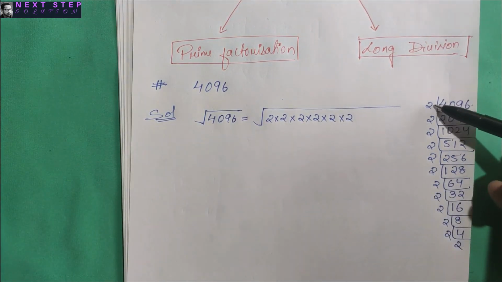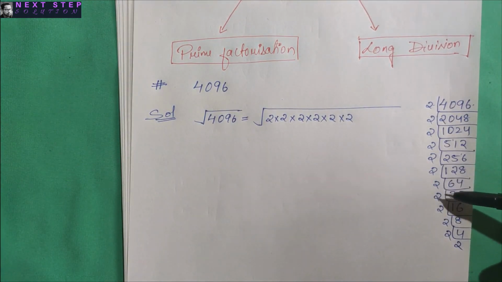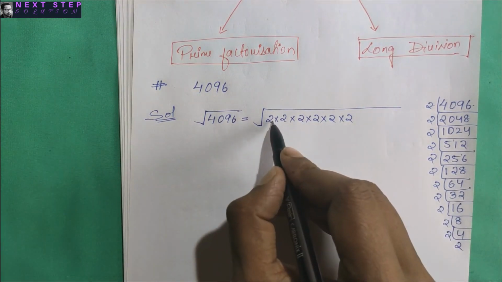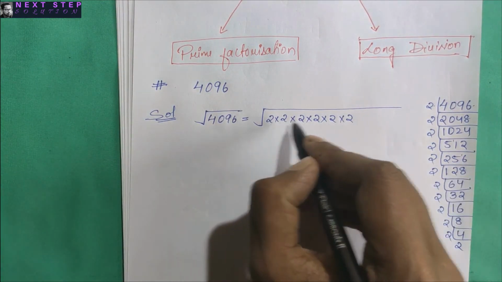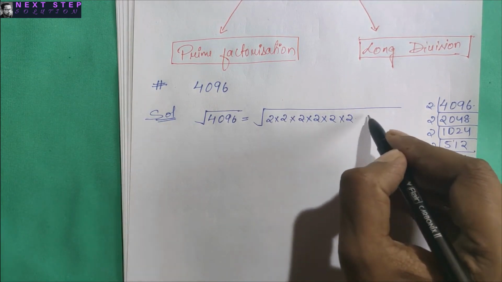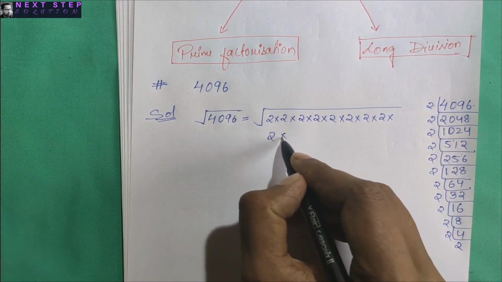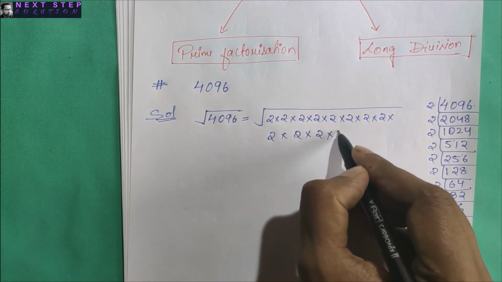How many 2's do we have here? 1, 2, 3, 4, 5, 6, 7, 8, 9, 10, 11, 12. We have 12 2's here. So we can write it 12 times. 1, 2, 3, 4, 5, 6, 7, 8. Let me continue here: 9, 10, 11, and 12.